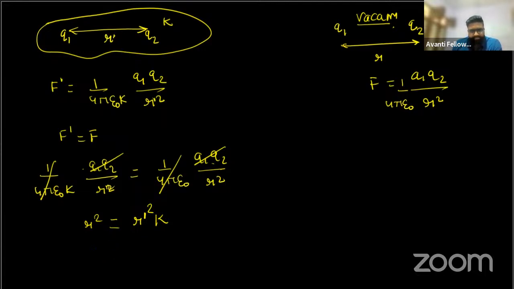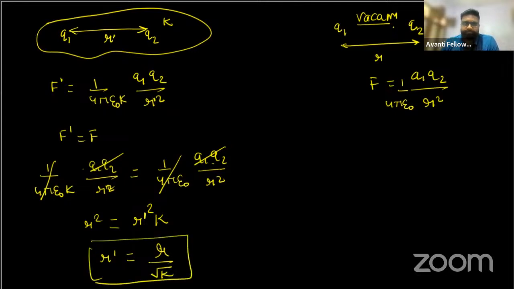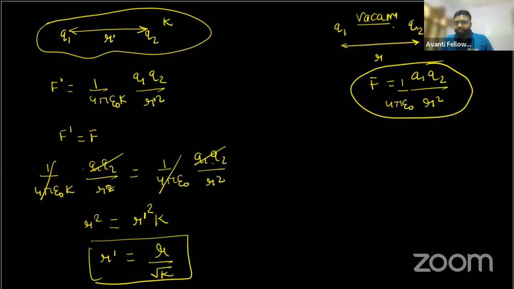So we can say that R dash here is R upon root K, okay? Which means to feel the same force in a particular medium, we have to make the charges very close to each other, right? Root k means this distance is decreasing, so we need to decrease the distance between the charges.